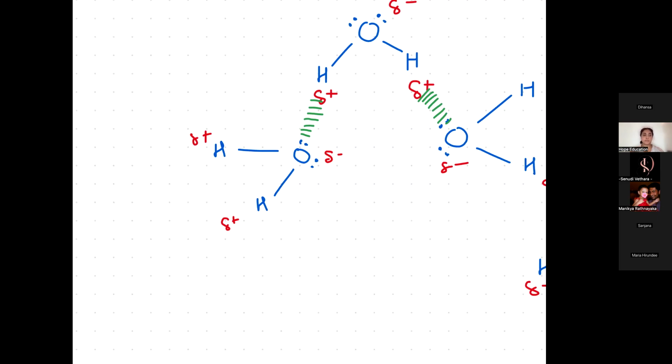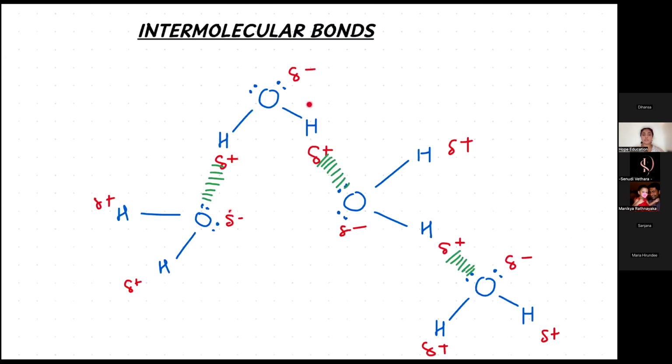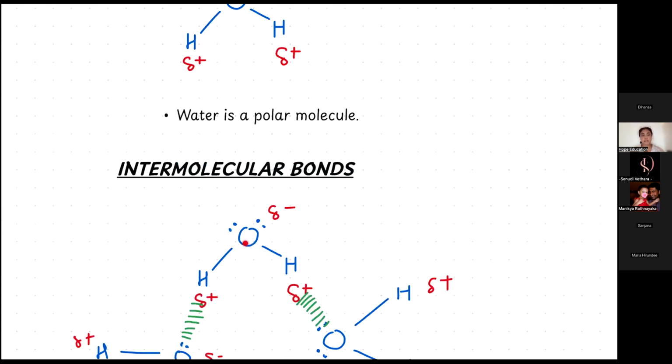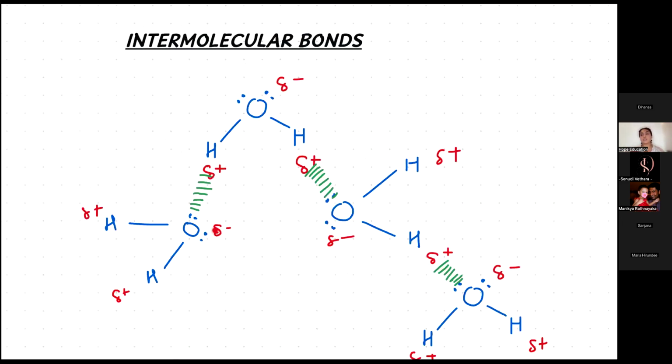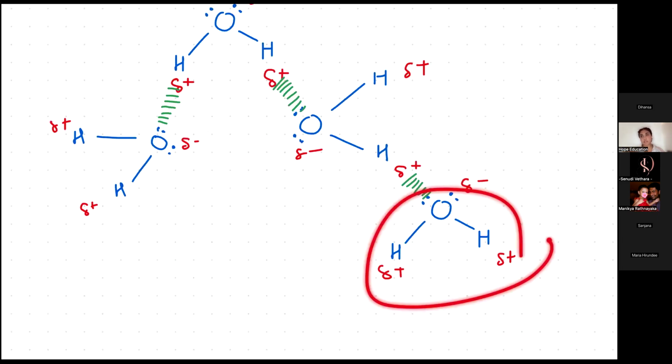Yes, I'll explain again. Look, we have one water molecule, and we already learned about this. Oxygen is partially negative and hydrogens are partially positive. Here there is another water molecule. There also oxygen is partially negative and hydrogens are partially positive. Here we have another water molecule. Again, oxygen is partially negative and hydrogens are partially positive. Here also, oxygen partial negative, hydrogen partial positive.